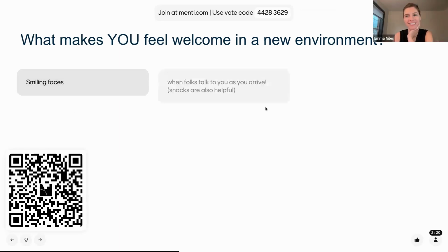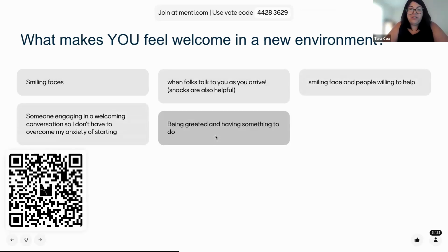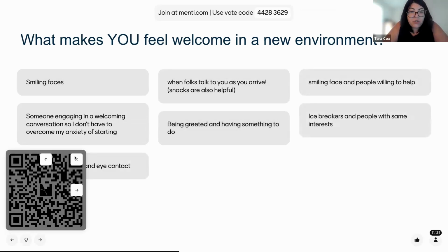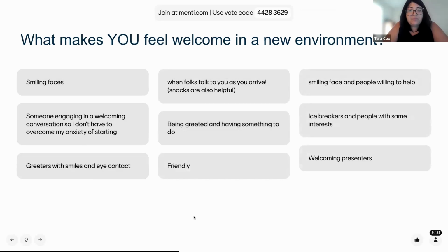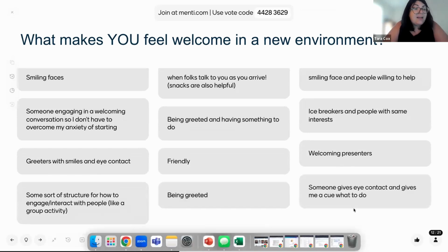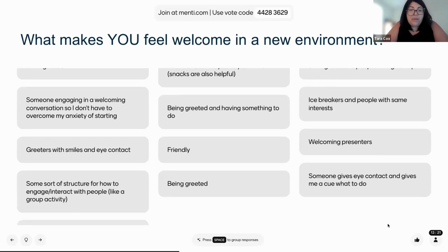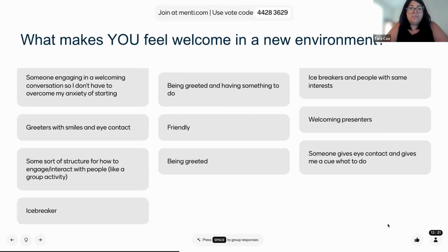Smiling, perfect. Okay, smiling faces. When folks talk to you as you arrive, snacks are also helpful. Smiling faces and people willing to help, being greeted and having something to do. Icebreakers, meeting people with the same interest, welcoming presenters, smiling, eye contact, someone engaging in a welcoming conversation so you don't have to overcome your anxiety of starting. Absolutely. So just being personable. It doesn't even have to be about the thing that's happening. Some sort of structure for how to engage people, like a group activity, icebreaker, welcoming body language.